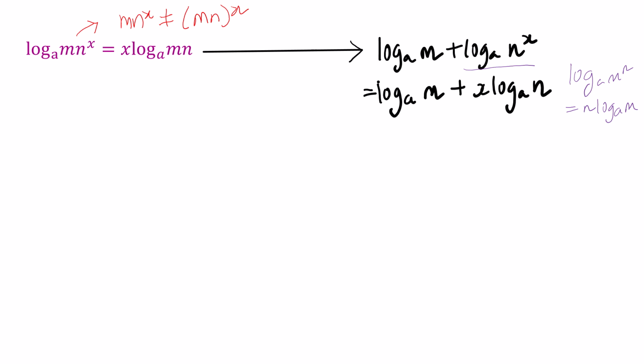So therefore, if you want to get this answer, it is only when you have log base a of (mn) to the power x. Then you can just bring down the power x. This will be correct. This is wrong.